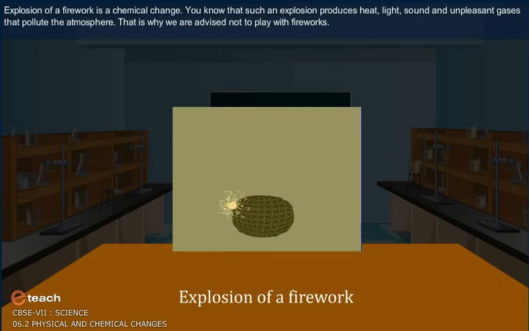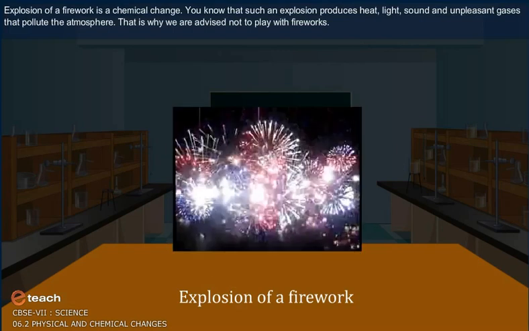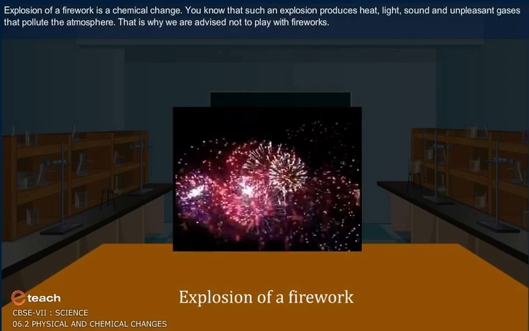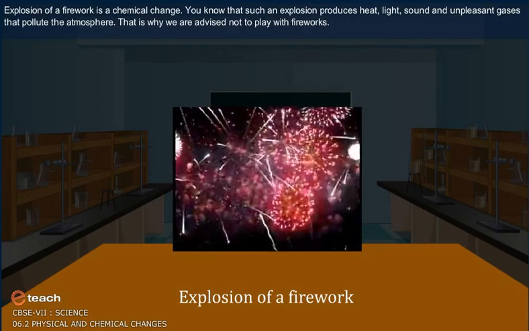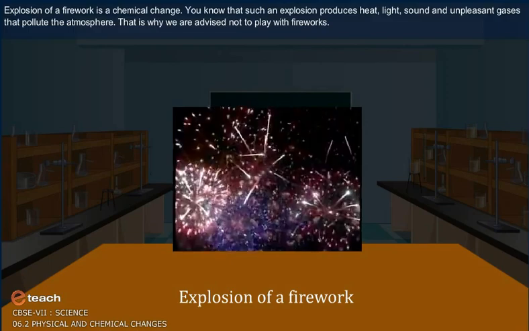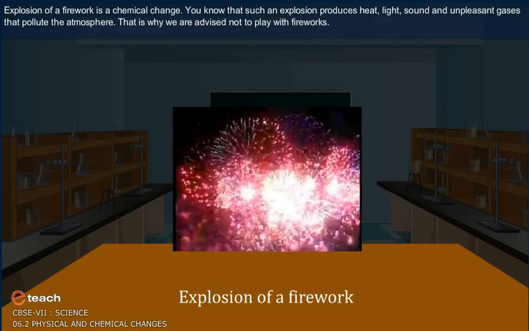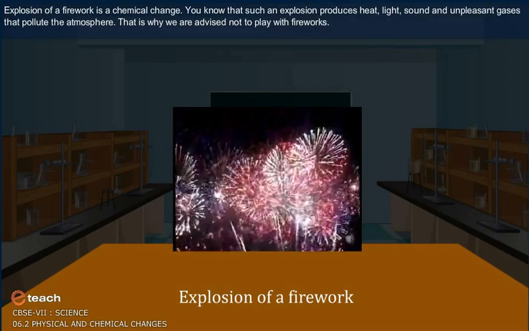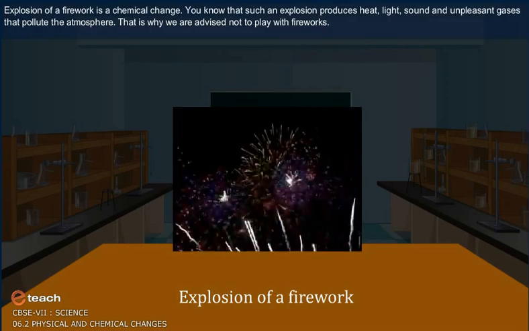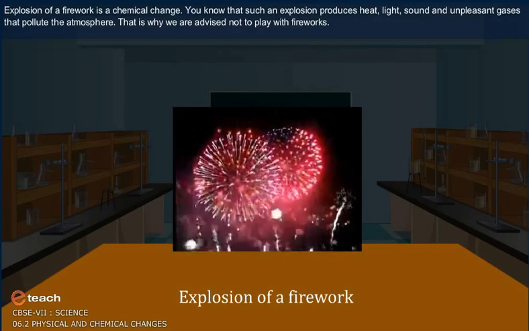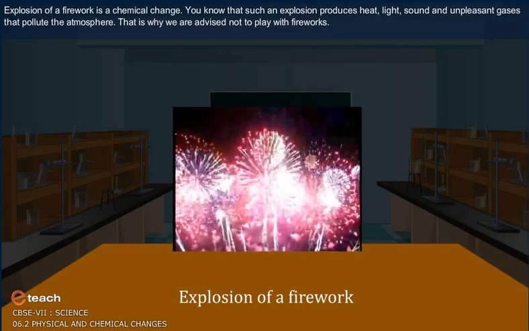Explosion of a firework is a chemical change. You know that such an explosion produces heat, light, sound, and unpleasant gases that pollute the atmosphere. That is why we are advised not to play with fireworks.